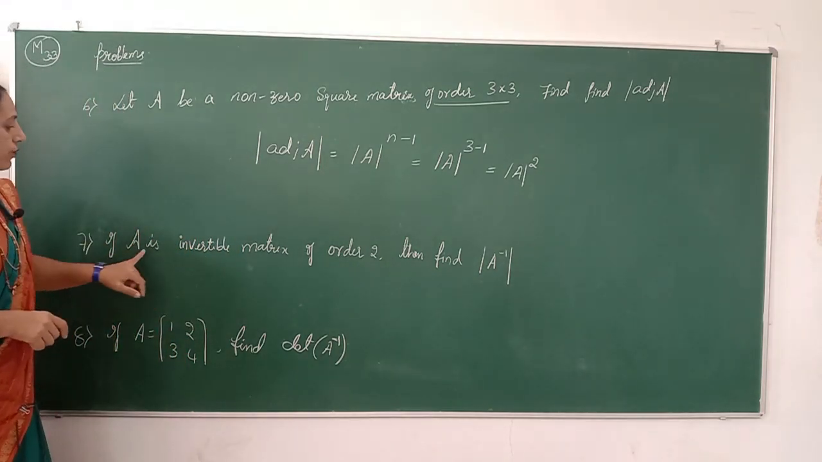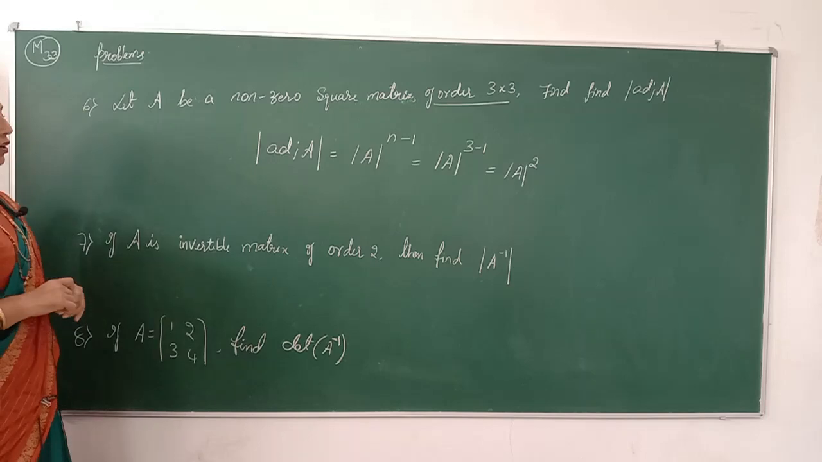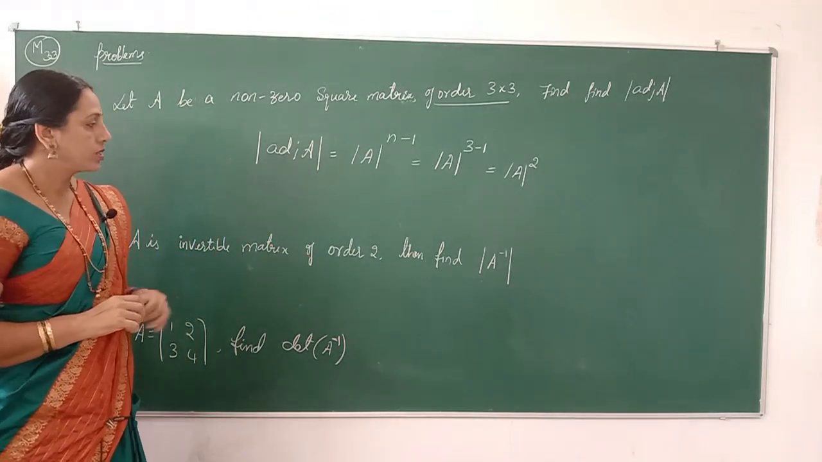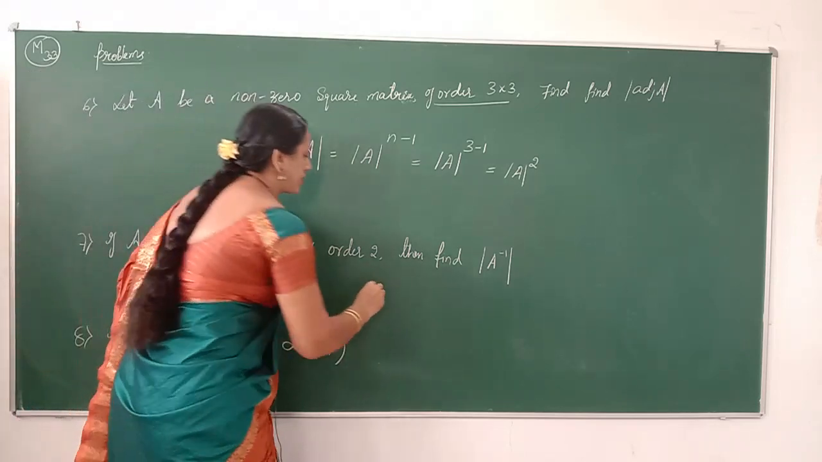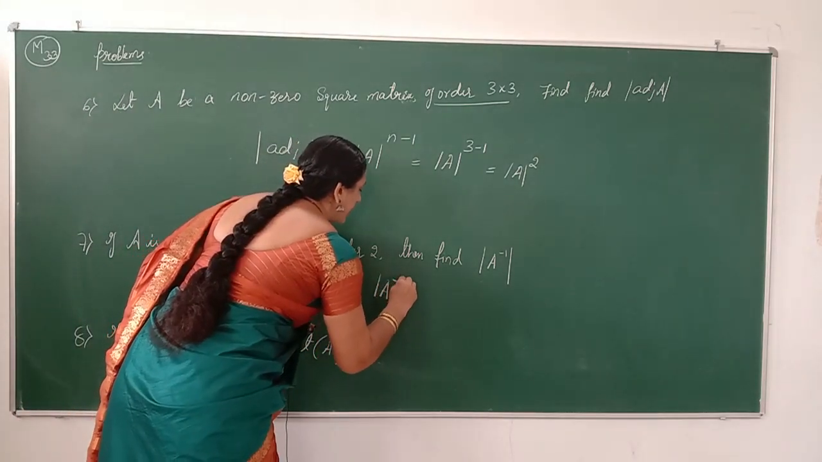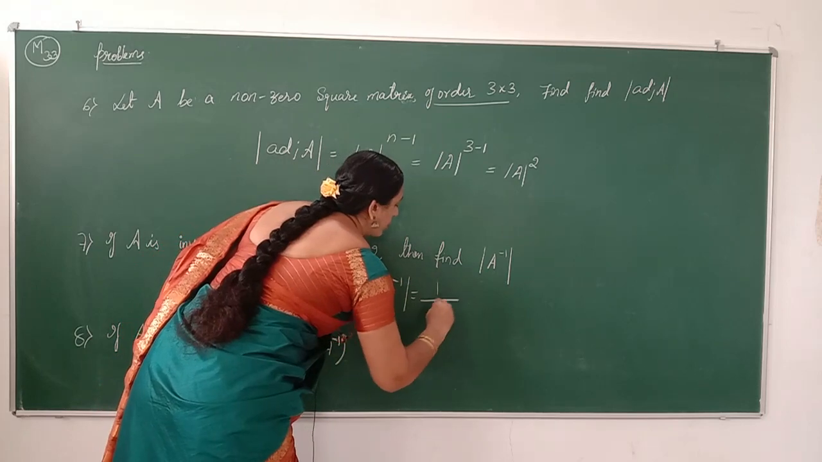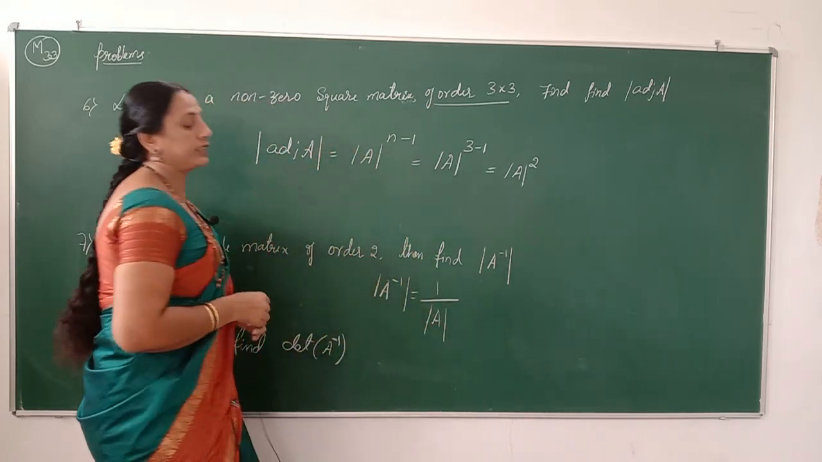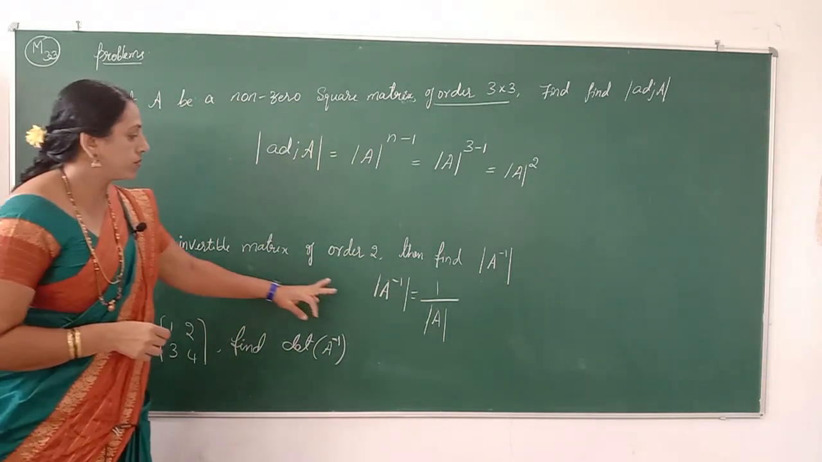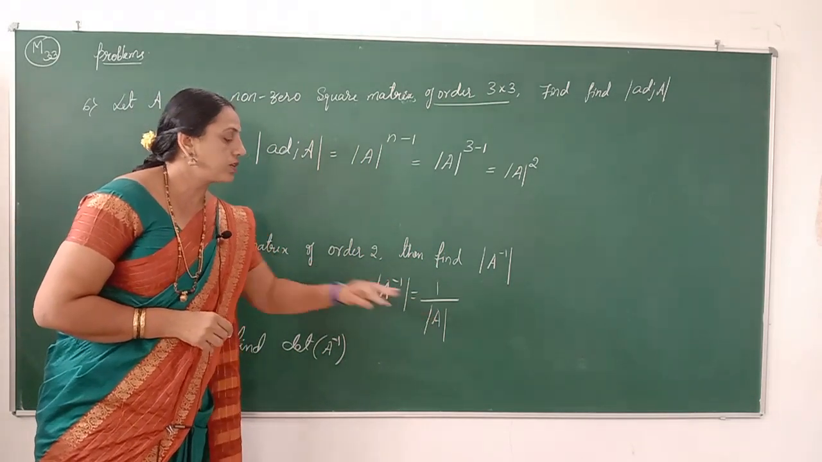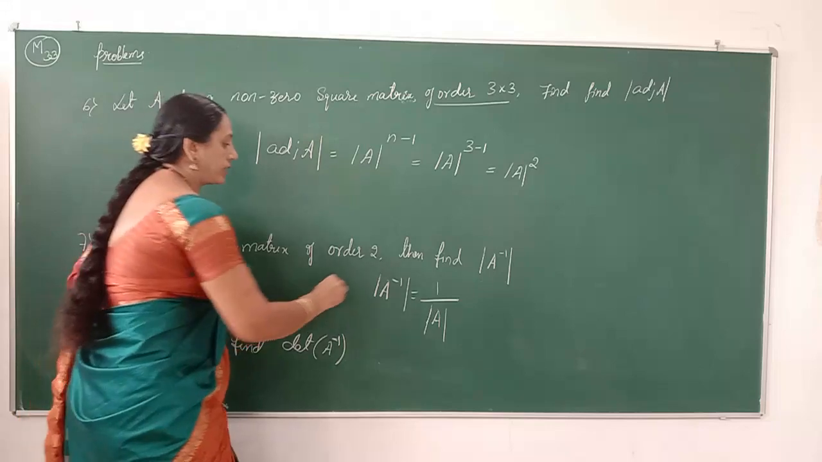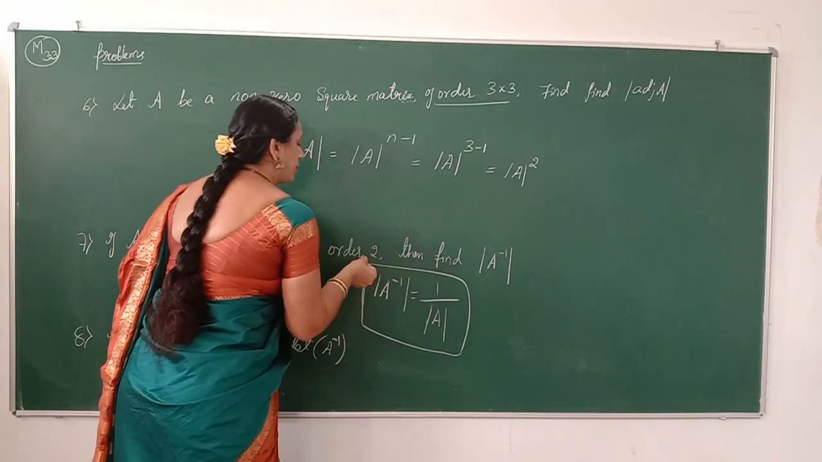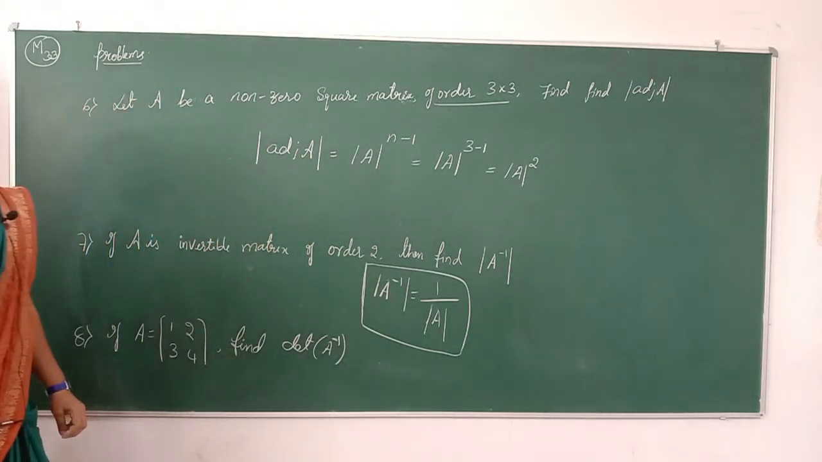Next one is, if A is an invertible matrix of order 2, then find the determinant of A inverse. So determinant of A inverse is nothing but 1 over determinant of A. It's one of the formulas to find the determinant of A inverse. So determinant of A inverse is nothing but 1 over determinant of A. It's also important to remember that formula. It's one of the shortcut formulas for the purpose of competitive exams.